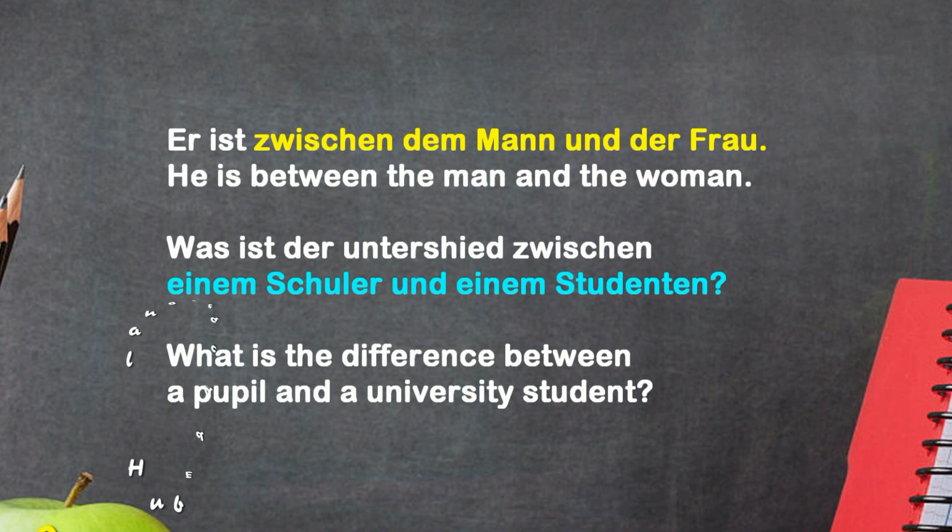Er ist zwischen dem Mann und der Frau. He is between the man and the woman. Was ist der Unterschied zwischen einem Schüler und einem Studenten? What is the difference between a pupil and a university student?